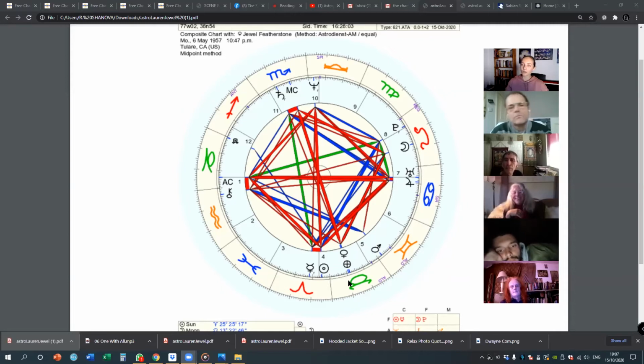You know that in astro.com you can calculate a composite for more than two people. When you have a family, for example, two parents and a child, you can mix them all together. Yeah, and her, yeah, and her.